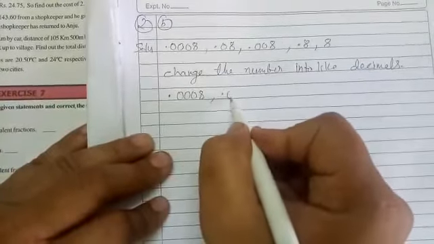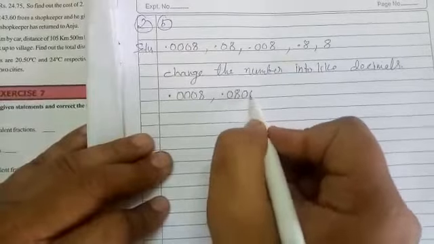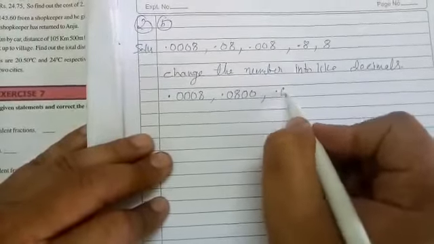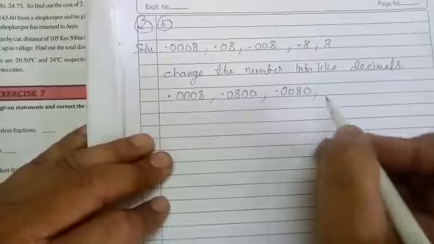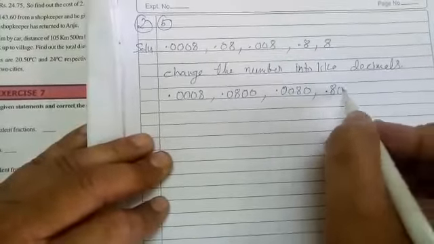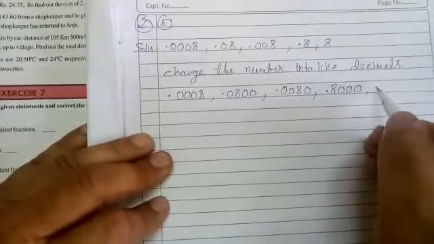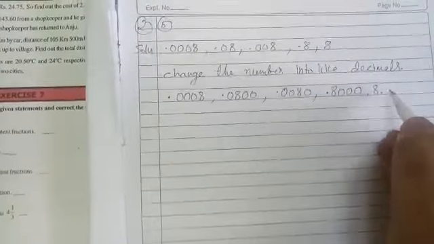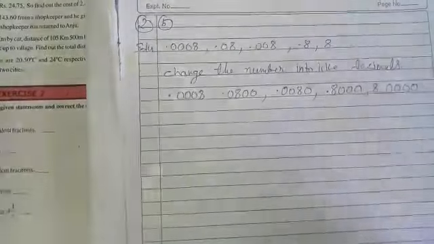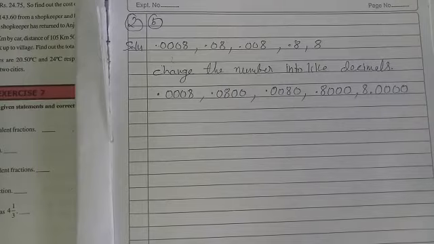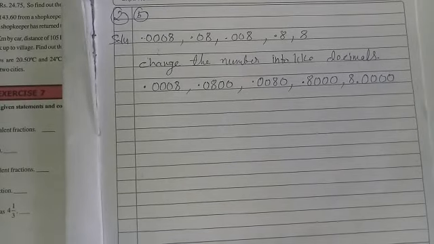Then again for the next decimal, 1, 2, 3, 4. Again after the decimal 1, 2, 3, 4. Again after the decimal 1, 2, 3, 4. Then here for 8, after the decimal 1, 2, 3, 4. Is this step clear to you? Now you have to arrange them in descending order.